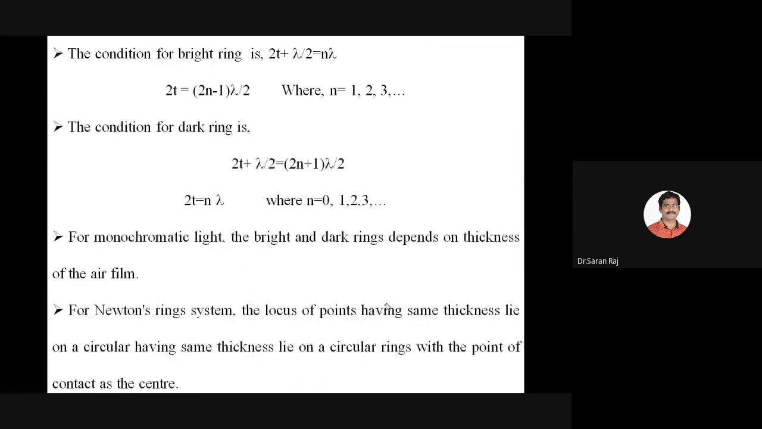Based on the bright and dark fringe spectrum, Newton's rings occur. For monochromatic light, the bright and dark rings depend on the thickness of the air film. For the Newton's ring system, the locus of points having the same thickness is a circular ring, with the point of contact at the center.